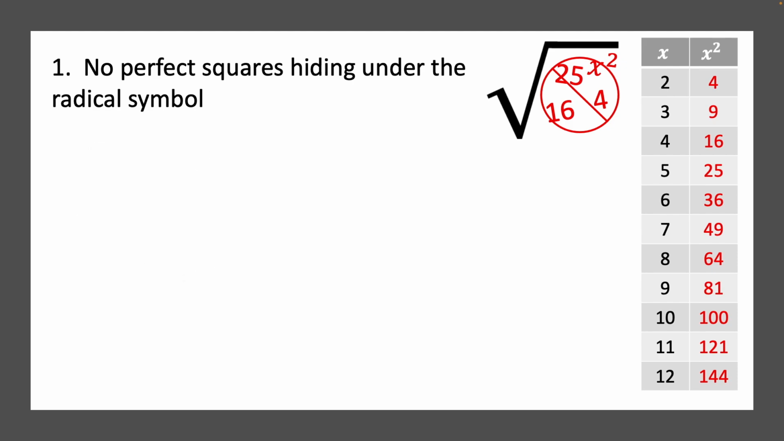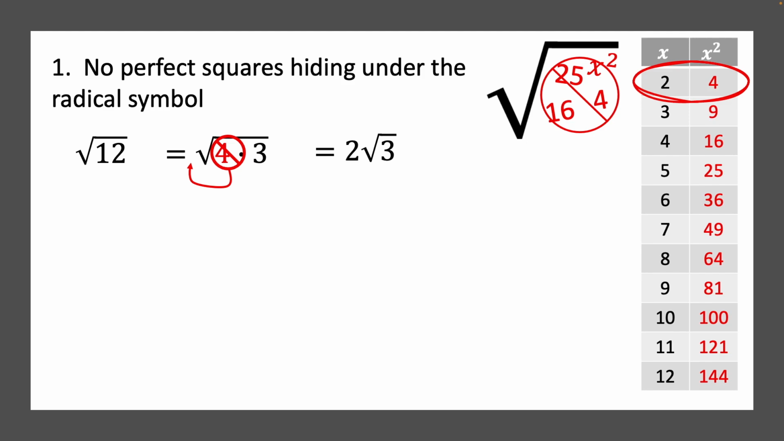What happens, though, if you've got like the square root of 12? If I break 12 up into its factors of 4 times 3, I can see that there is a perfect square hiding under there, 4, and it can't be there. So I have to kick it out. And if I kick it out, well, I'm basically just taking the square root of it. The square root of 4 is 2. So to simplify the square root of 12, I get 2 root 3.